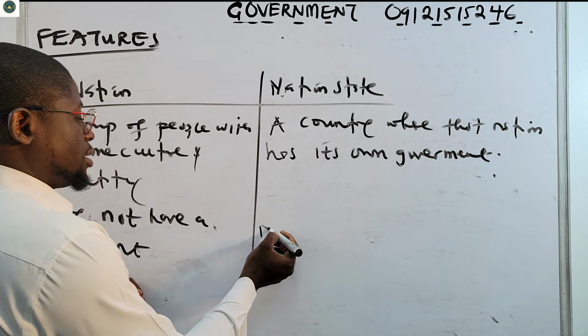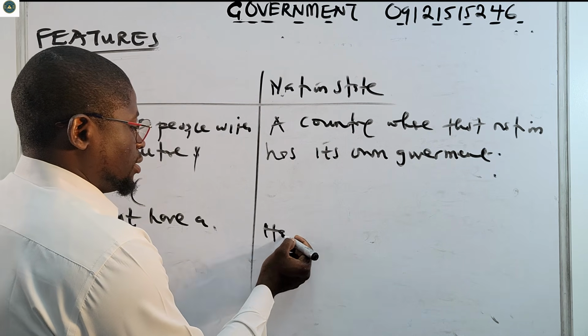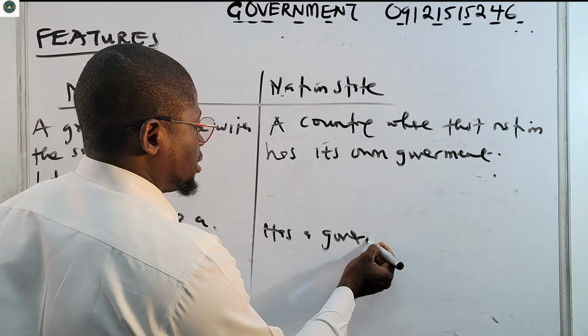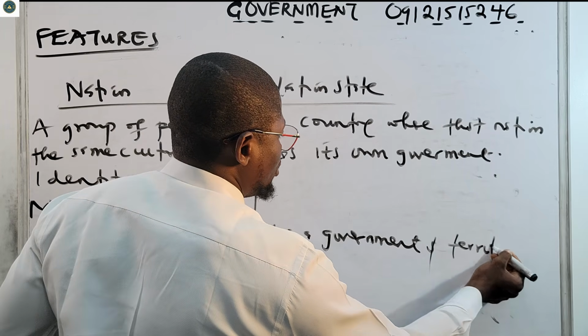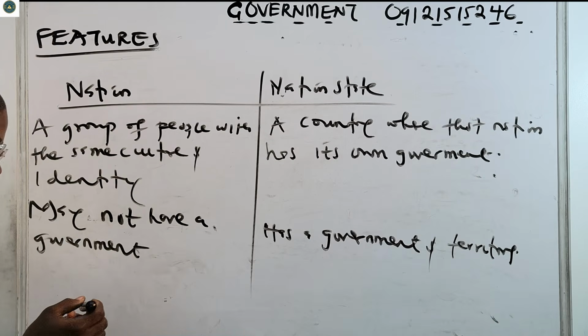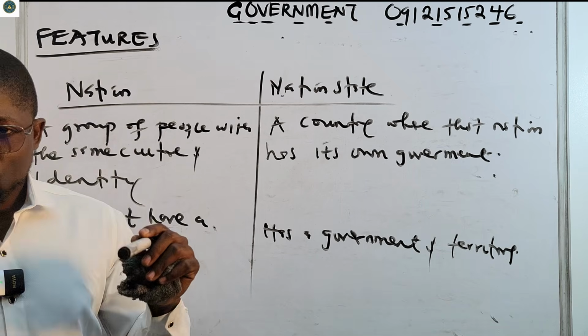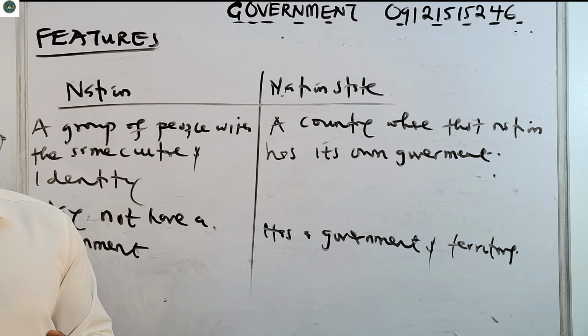Okay, but this one will have what? A government and territory. So this one may not have a government. Of course, a nation state must have what? A government.